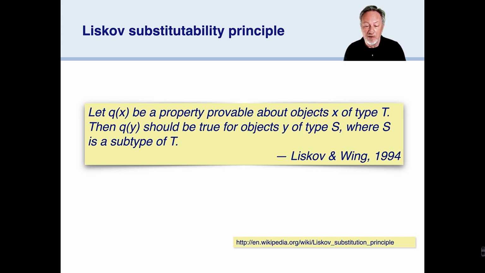Notice this doesn't say what a type is or exactly what substitutability is. It depends on what the properties are. So the key issue is, what do we mean by Q of X here? So Q of X is a property, but what properties are we interested in? Let's have a look.